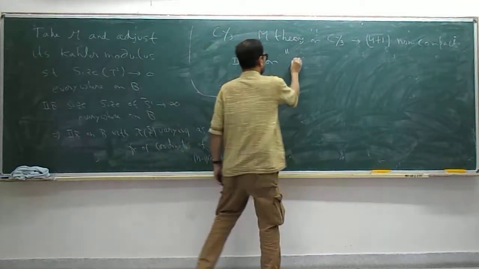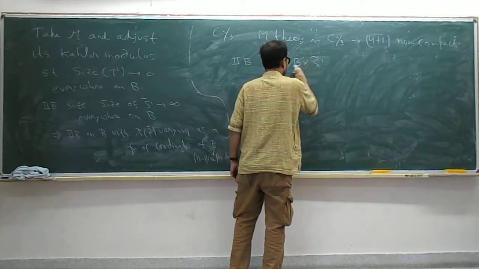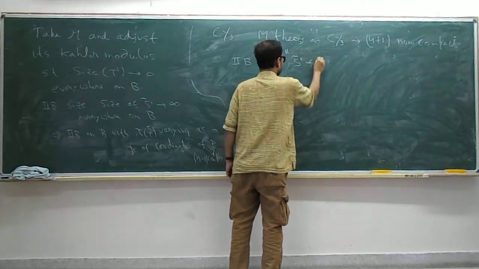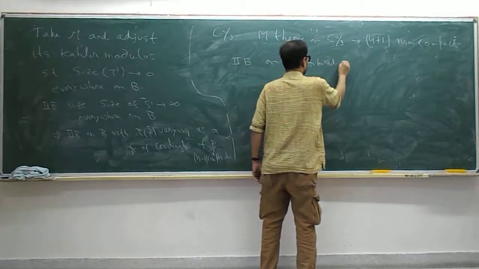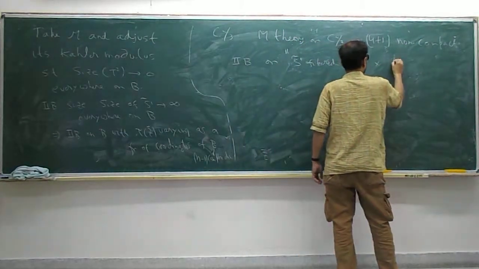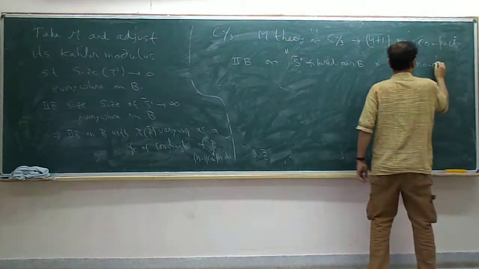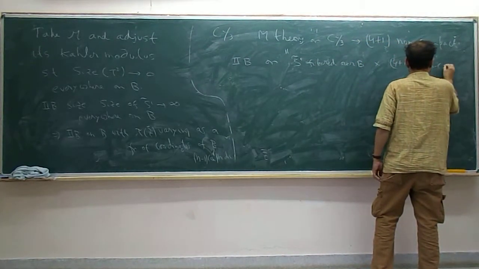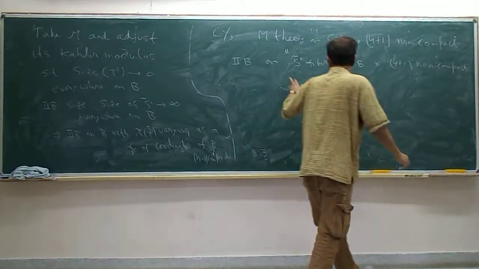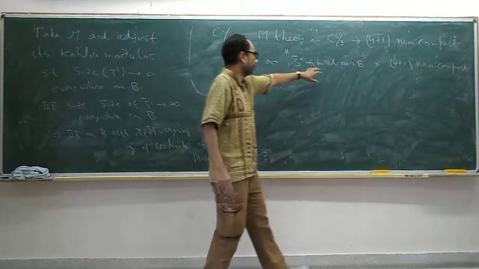on B times S1 tilde. Okay, this is 2B on S1 tilde over B, S1 tilde over B, times again 4 plus 1 non-compact dimensions. Okay, total dimension adds up to 10. Okay, B has 4 dimensions.